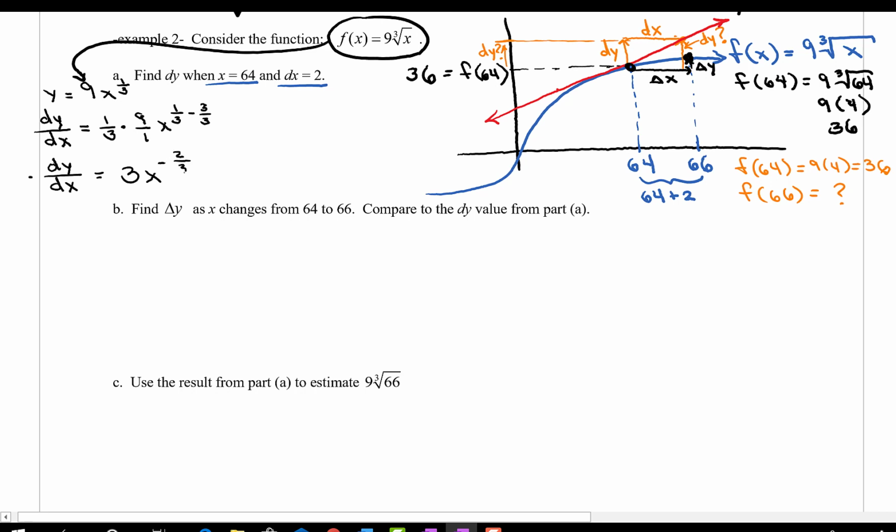Now I'm going to rewrite this. I'm going to move that dx over to the other side. So this is going to give me dy is equal to 3x raised to the negative 2/3 dx. Now this represents the differential of y. This is dy. Now in order for me to find dy, I need to substitute everything I know. I'm going to substitute 64 is equal to x, or x is equal to 64. So 3 times 64 raised to the negative 2/3 power. And then I'm going to do times dx. But dx is just a 2.